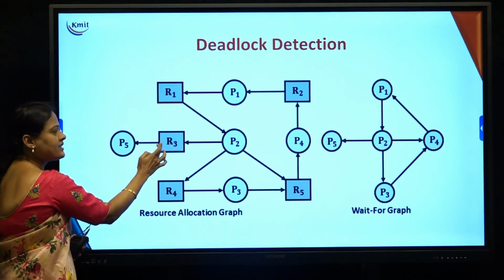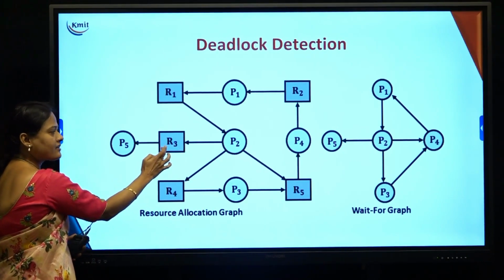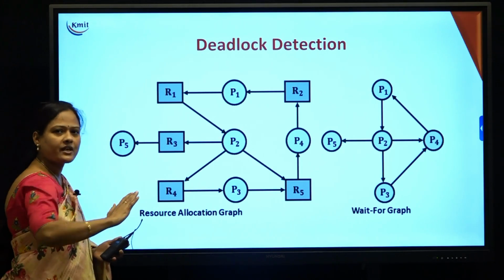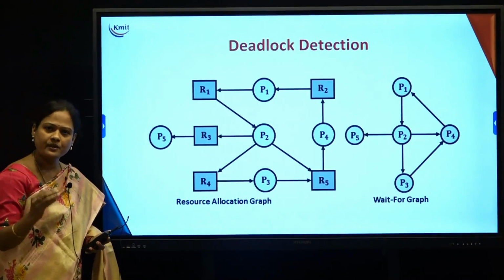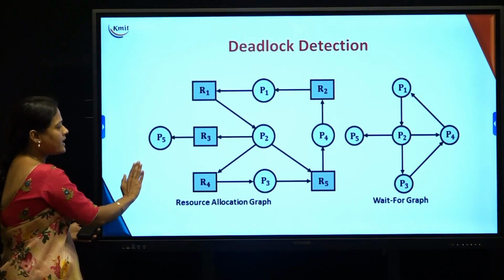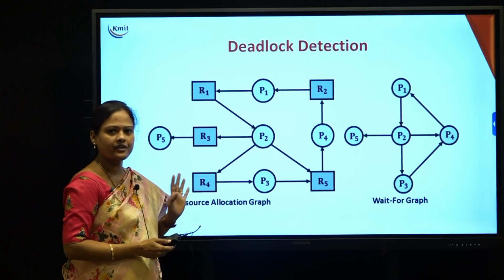One is waiting, the other is holding. So, here P2 is waiting for R3, where R3 is held by P5. So, this is your resource allocation graph, which will tell you which process is waiting for which particular resource and which process wants the resources. Now, based on this resource allocation graph, we go for constructing a wait for graph.